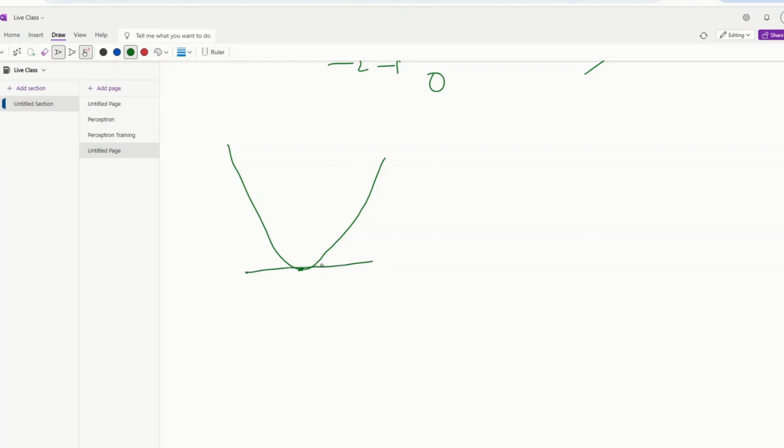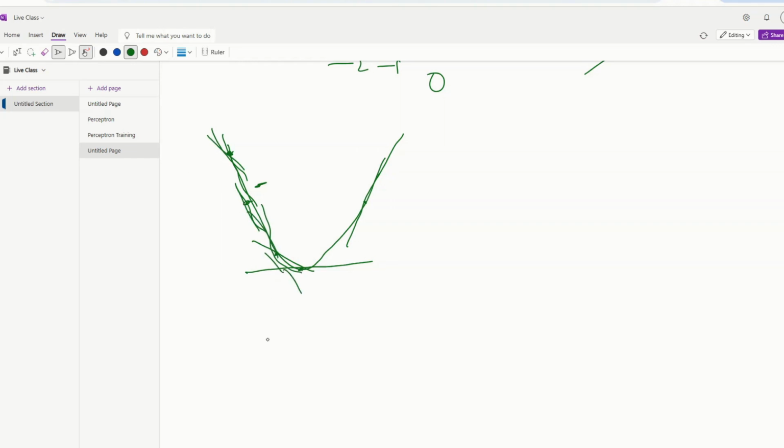Okay, so this is called tangent. Suppose at this point I can draw a tangent, or a slope. At every point we can draw a slope. So you can see that if this graph is falling down, then my tangent, the slope, will also be negative.